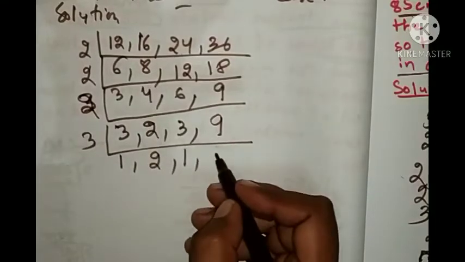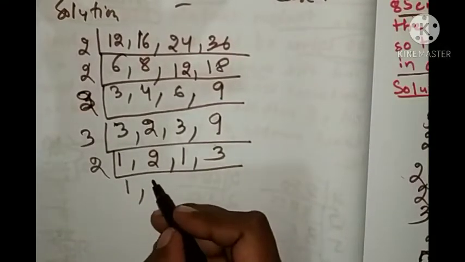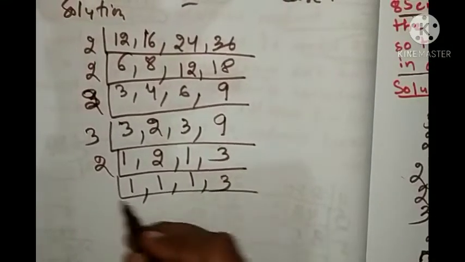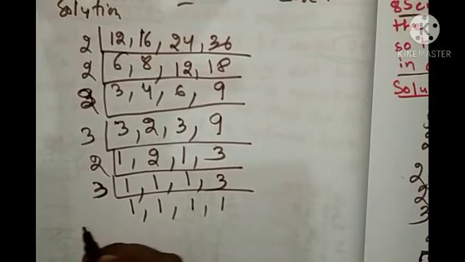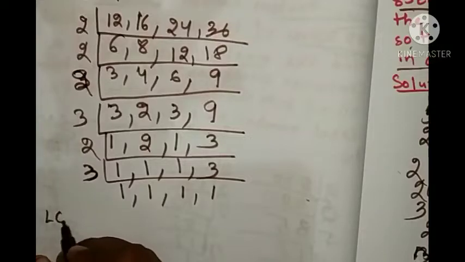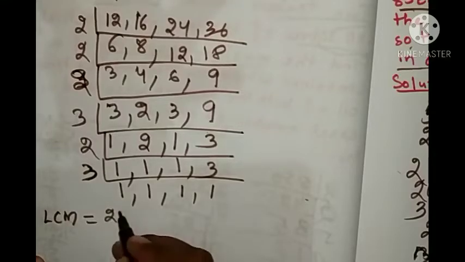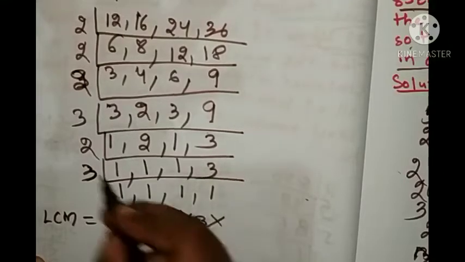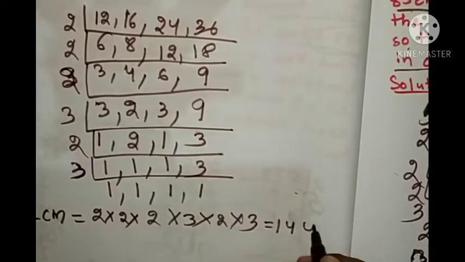Then 3 ones are 3, we cannot divide 2, write the 2 again. 3 ones are 3, 3 threes are 9. Next, 2, we cannot divide 1. 2 ones are 2, 1 is written, we cannot divide 3, so write the 3. Then 3, we cannot divide 1, write the 1 again. Then 3 ones are 3. Now we got 1 everywhere. So the LCM is equal to 2 into 2 into 2 into 3 into 2 into 3. So the answer is what? 144.